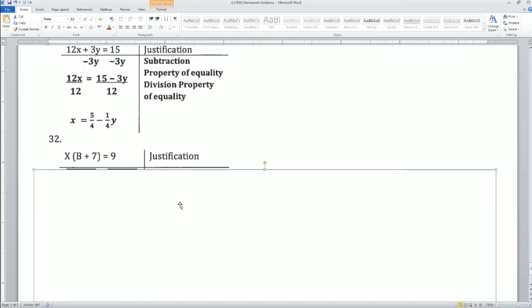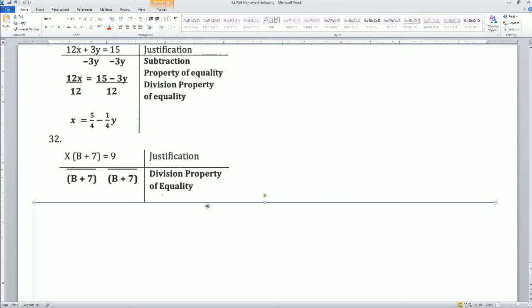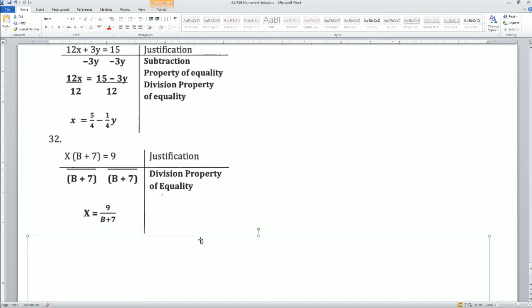32. X parentheses b plus 7, close the parentheses, equals 9. So, divide by b plus 7 on both sides. That is your division property of inequality. You get x equals 9 divided by b plus 7.